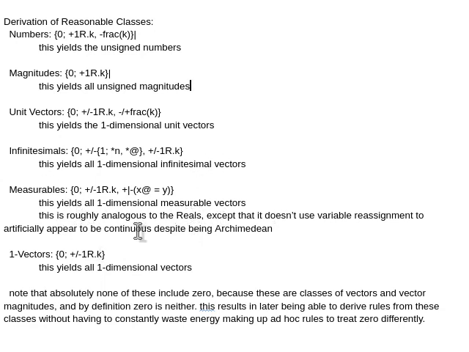So this name goes back to my comment about how the reals, they're not that poorly named, right? They're like the realizable numbers, extended beyond realizability, actually. But the way that they are realizable is that they're measurable, so we'll just call them the measurables, right? So now we get different names for everything. Okay. This is roughly analogous to the reals, except that it doesn't use variable reassignment to artificially appear to be continuous despite being Archimedean.